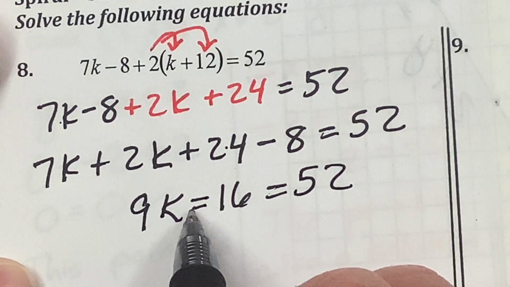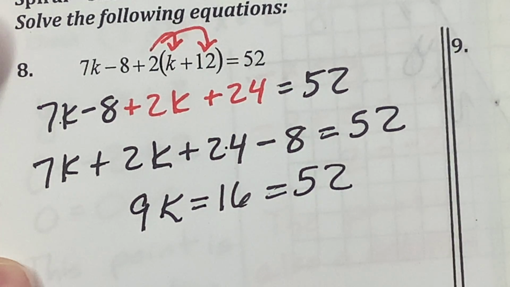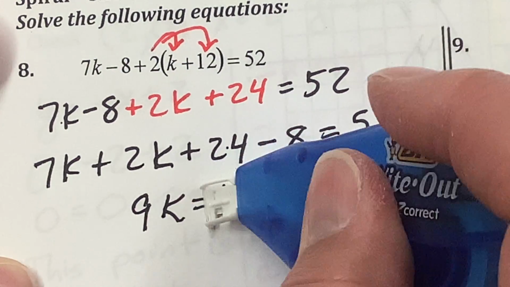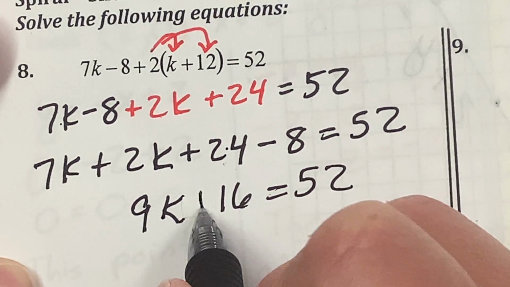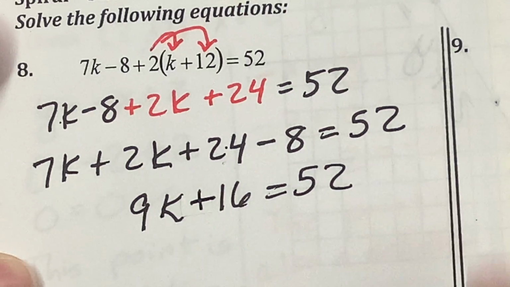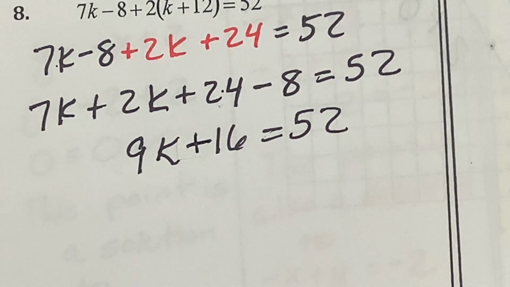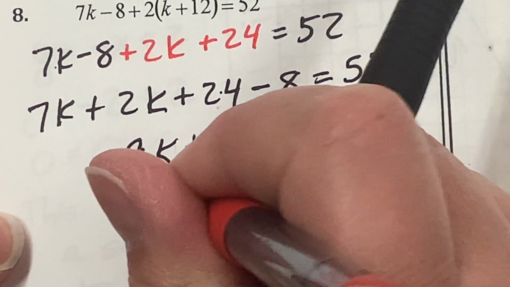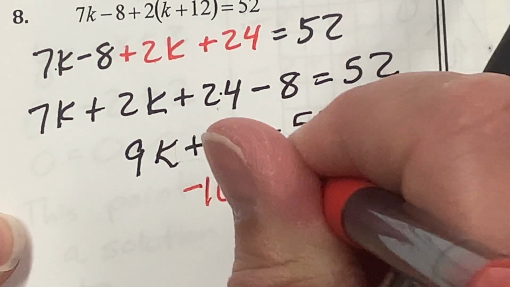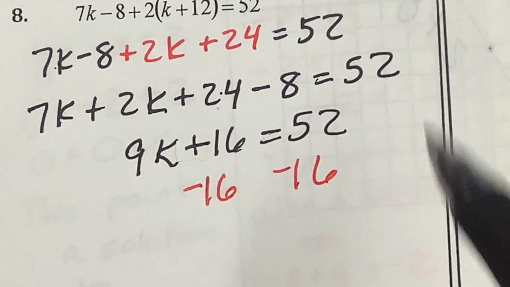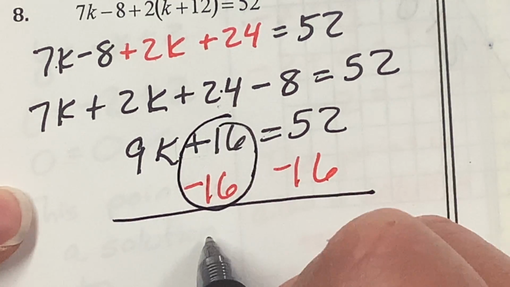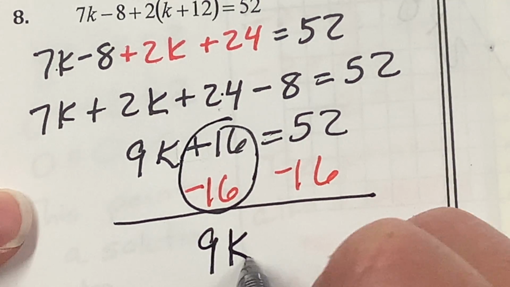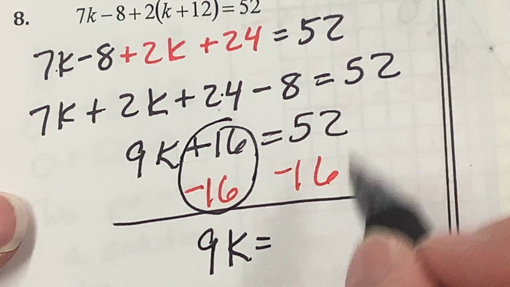What is this? Did I write an equal sign when I meant to write a plus sign? Really, Bono? 24 minus 8 is +16. I was doing so well. Right now it's just a two-step equation. I'm going to minus 16 from both sides. And 16 minus 16 is 0. Bring down 9k equals 52 minus 16.